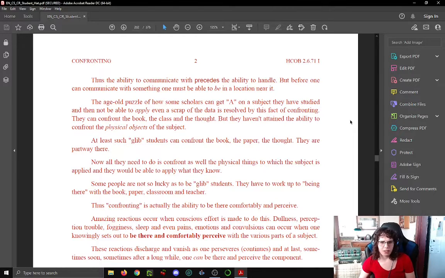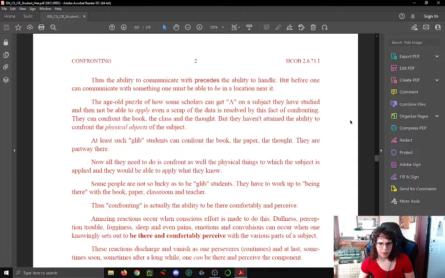The age-old puzzle of how some scholars can get A on a subject they've studied and then not be able to apply even a scrap of the data is resolved by this fact of confronting. They can confront the book, the class, and the thought, but they haven't attained the ability to confront the physical objects of the subject. At least such glib students can confront the book, the paper, the thought. They're partway there.